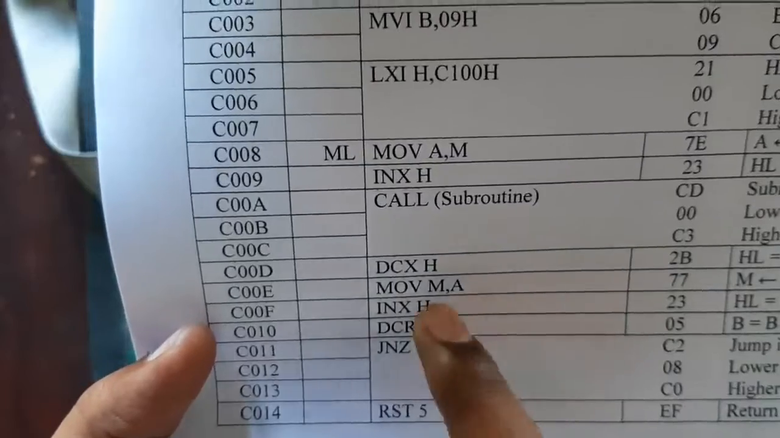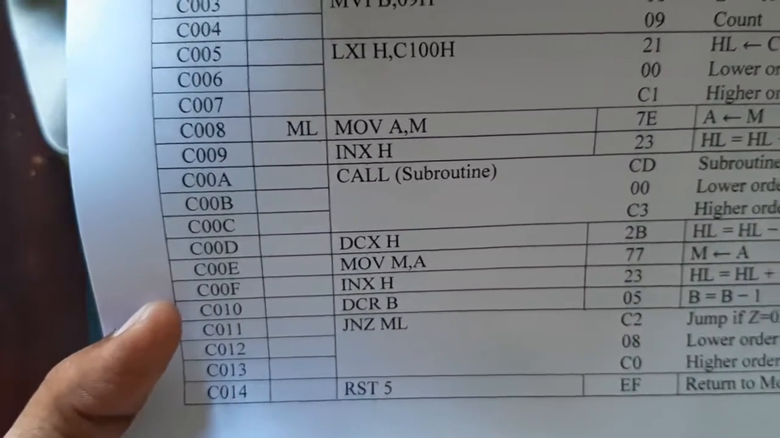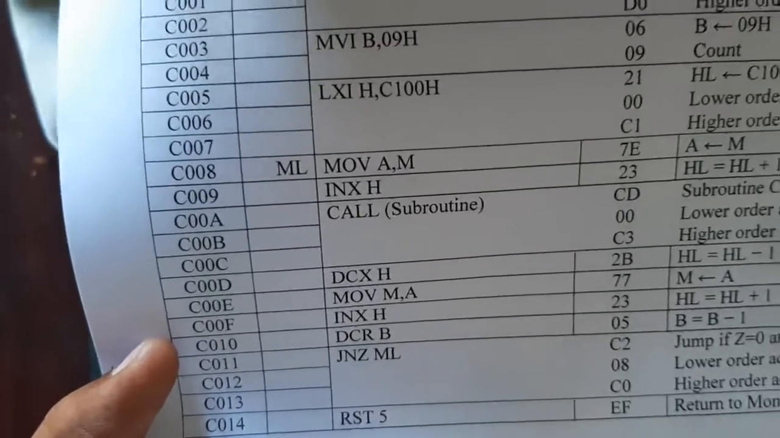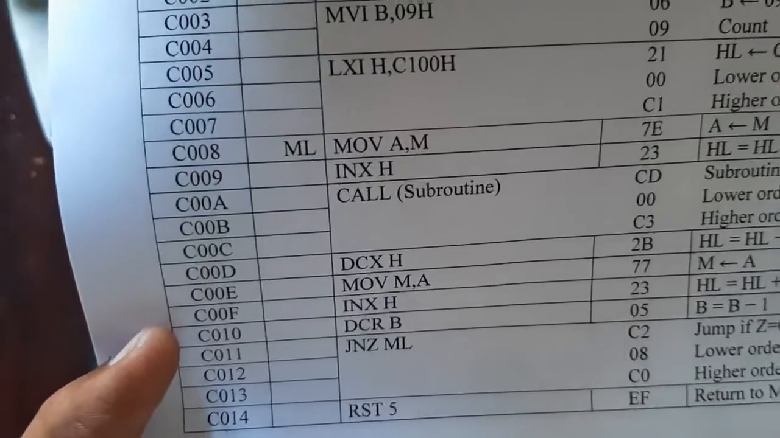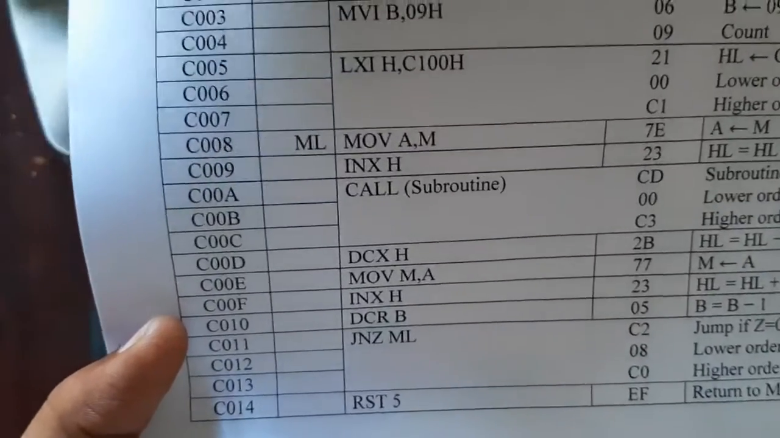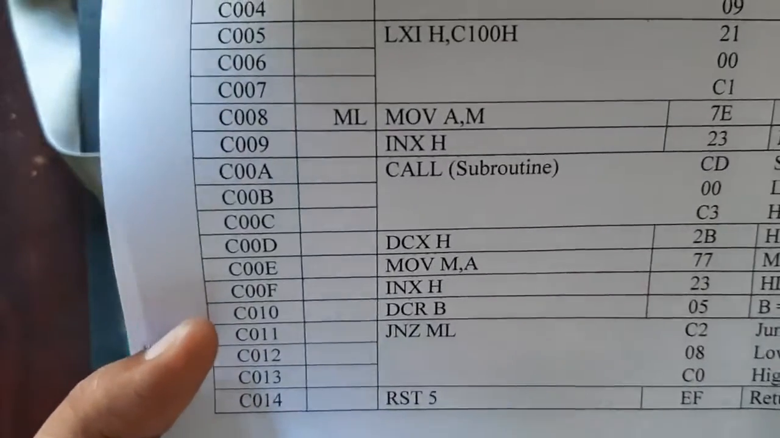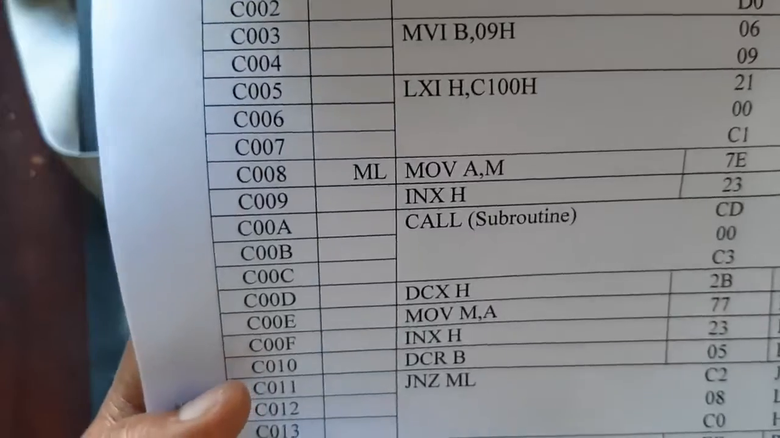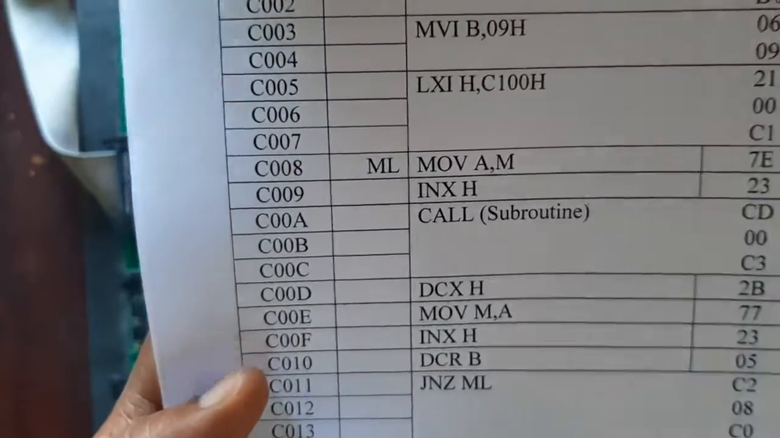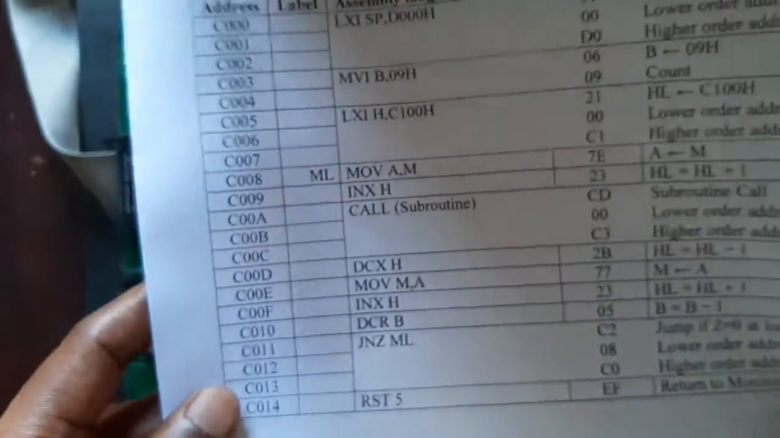Then the contents of A will be copied to M, and then again we are incrementing because this time our count is going to start from the next value. So again I am incrementing the register, and we are decrementing the count by 1, that is DCR B. This is the external count, and there will be an internal count used in the subroutine to compare all the values.